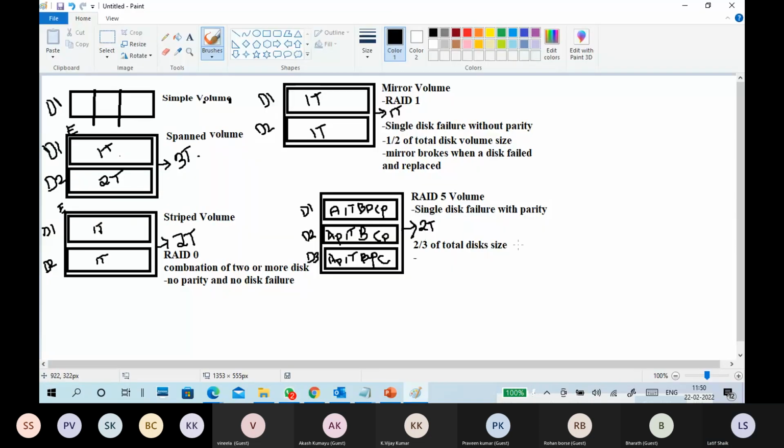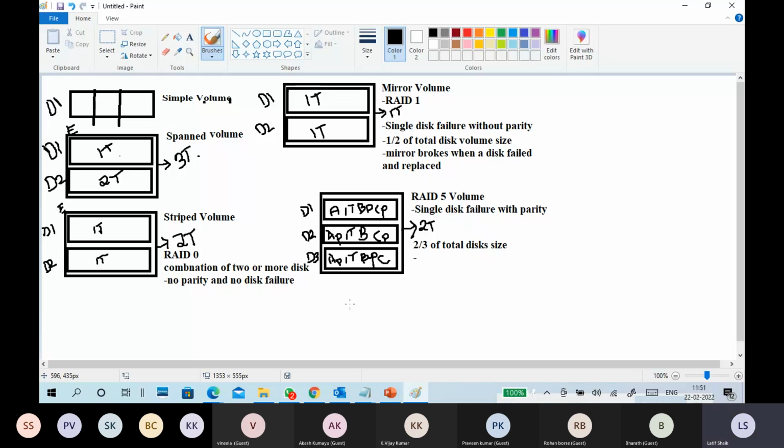So parity means this form of data is created from your data only, and it is stored in a different place. What is parity, how it is created, that is not our part now. It's very simple, guys. In one disk, you have some data. The data's parity bit is stored in another disk. That's it. What is the advantage of that one?